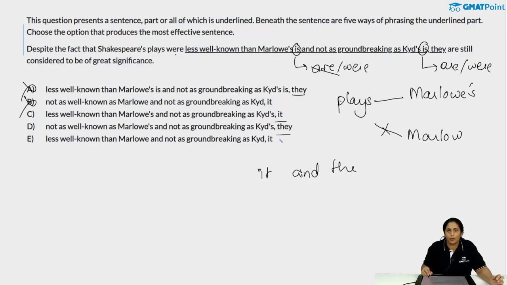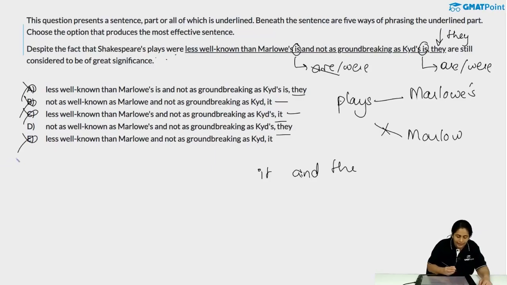You're referring to what exactly? If you remove the comparison, you're referring to Shakespeare's plays. They are still of great significance. Now, since plays are a plural noun, this part should be "they". It cannot be "it", because it's not a singular noun. Plays are a plural noun, so you have to use the plural pronoun, which is "they". You cannot use the singular pronoun, which is "it". So it is clearly incorrect. So B, C, and E can be easily eliminated, because they use the pronoun "it".